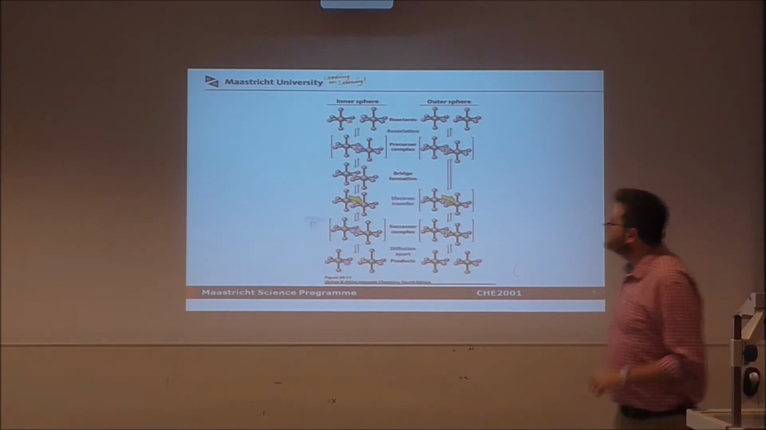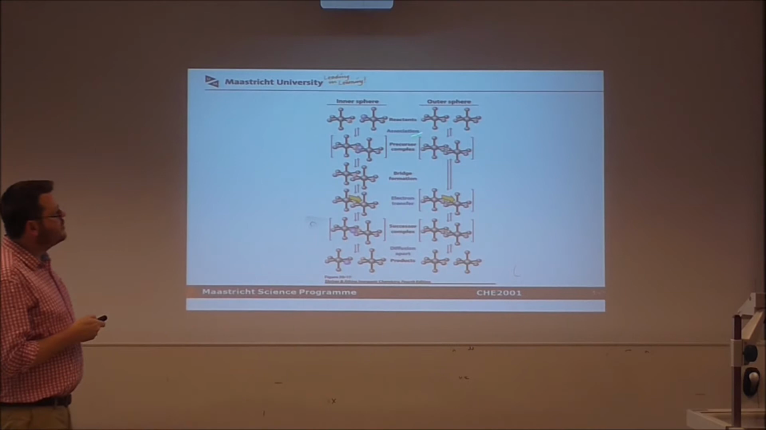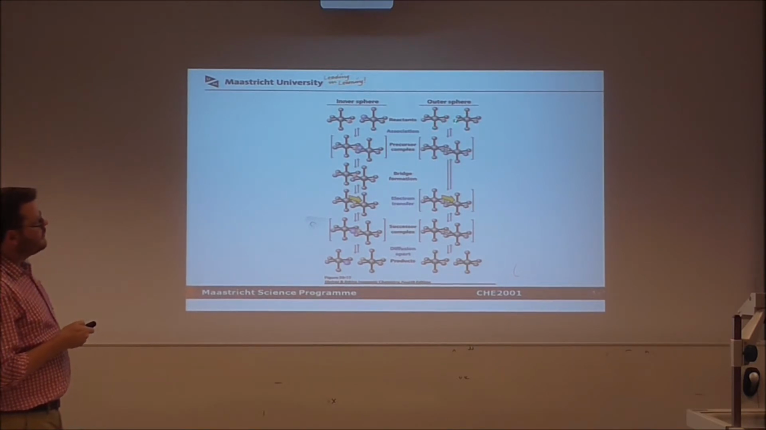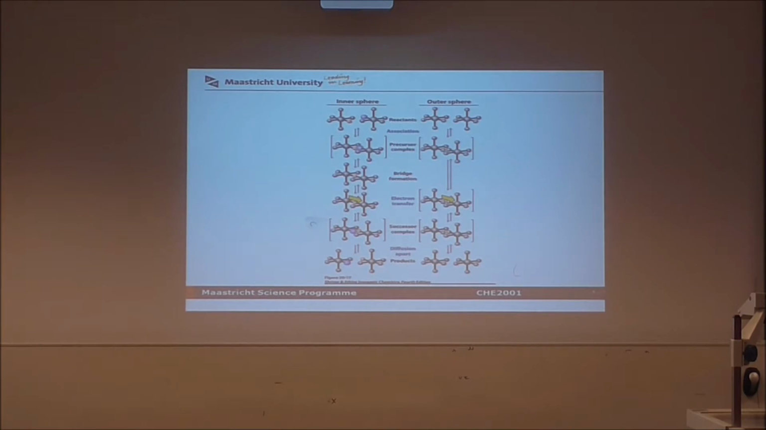Let's start off with the outer sphere, because in a way it's mechanistically much easier. You can imagine two complexes coming together. They sort of associate with each other in space, but they don't form a bond with each other. In an outer sphere mechanism, no bonds are made or broken. It's just a tunneling process.